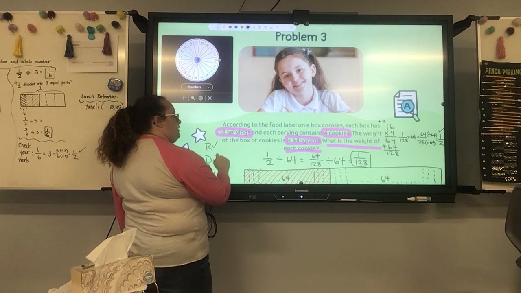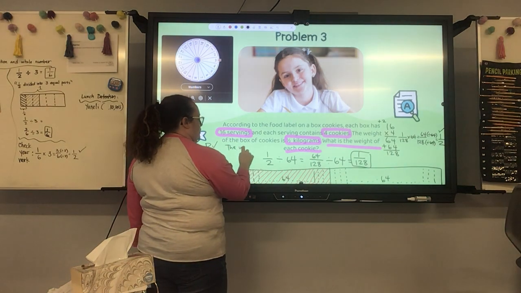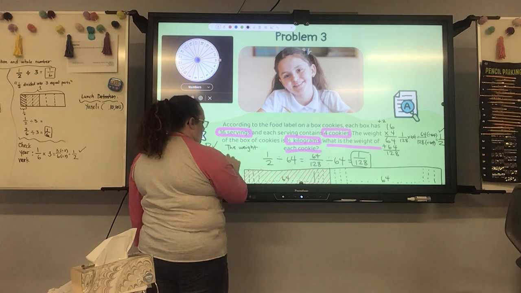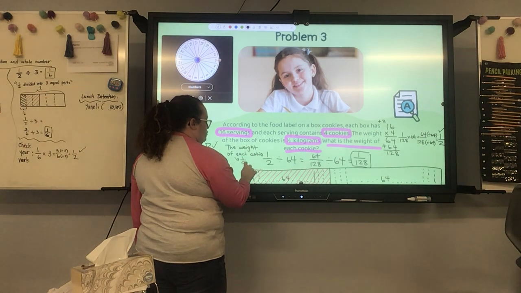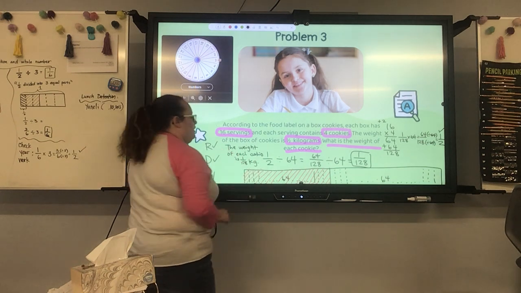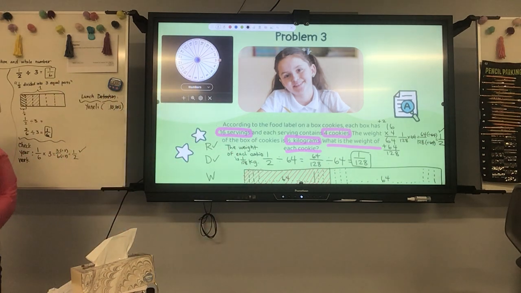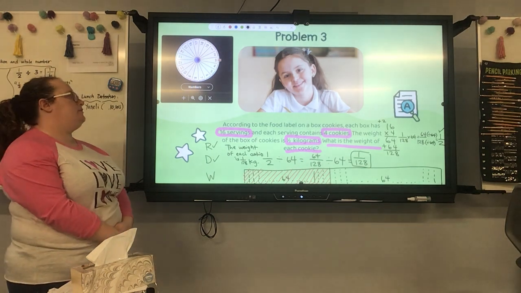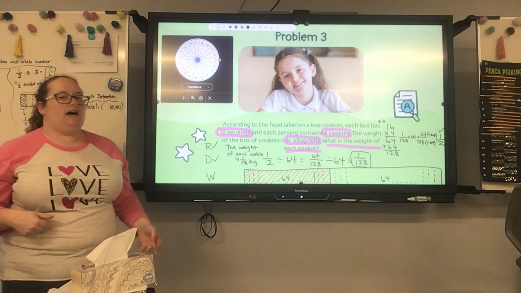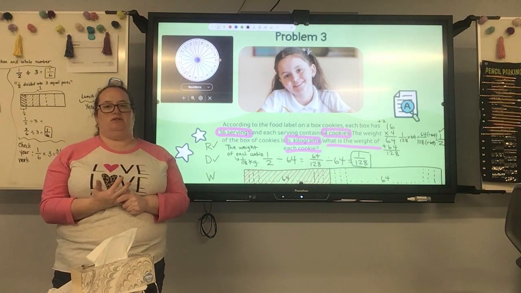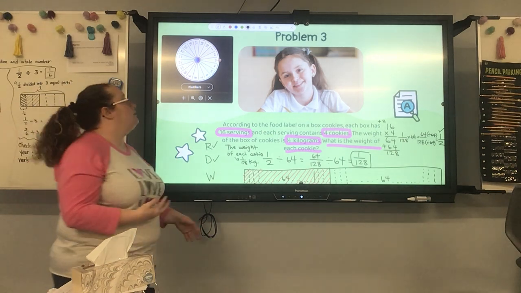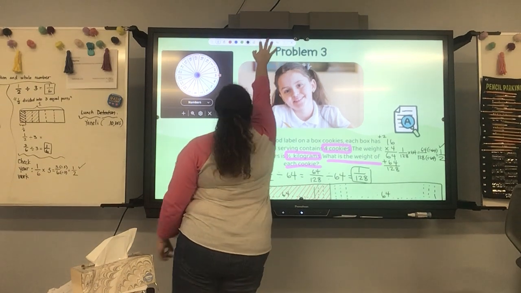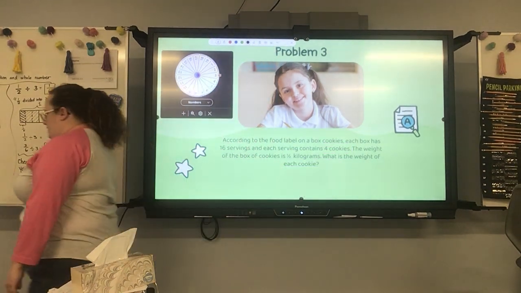So in a complete sentence, I would say the weight of each cookie is 1 over 128 kilograms. Okay, guys, I know that these numbers are a little bit bigger than what we've been using in class, but the way that we solve the problem is the exact same. Let's go to problem 4. We're halfway done, guys, halfway done.